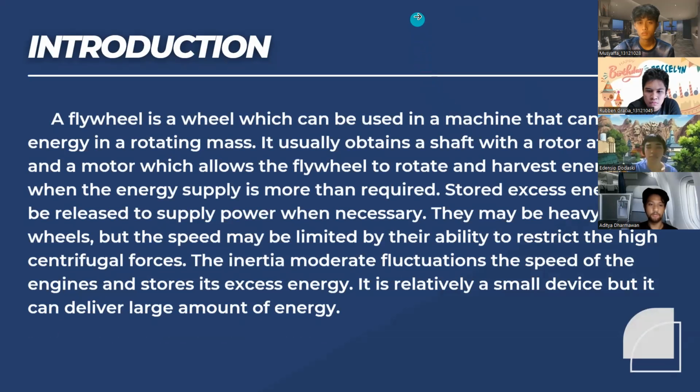Okay, introduction. A flywheel is basically a wheel which can be used in a machine, and its main purpose is to store energy in a rotating mass. It contains a shaft which is attached to a rotor and a motor, which allows the flywheel to rotate so that it can harvest any energy which is supplied more than is required. The stored excess energy can be released again to supply power whenever it is needed or necessary.